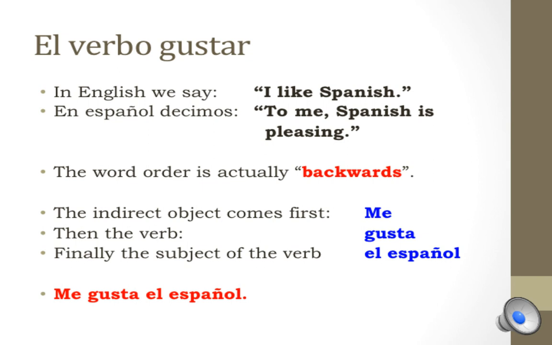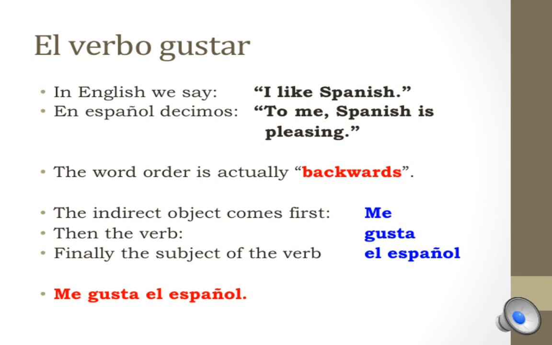Now we have the verbo gustar. The verbo gustar is used as a primary verb to go over the rules that a list of verbs use the same grammatical rule. So in English, the verbo gustar is translated to, or it's used in Spanish as, it's pleasing to me. In English, you say, I like Spanish, whereas in Spanish, what we're really saying, it's to me, Spanish is pleasing. So the word order is actually backwards to English.